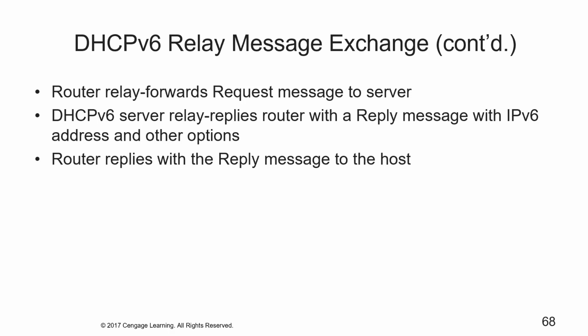The router relay forwards the request message to the server. The DHCPv6 server replies to the router relay with a reply message with the IPv6 address and other options. And finally, the router replies with the reply message to the host.